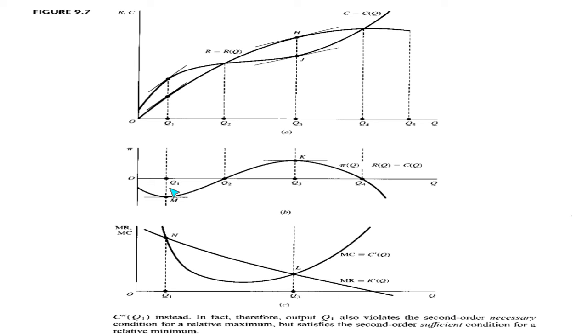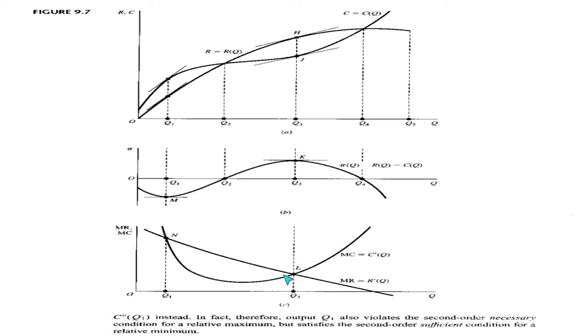At Q1, as you see, the marginal cost function is more negative, marginal revenue is less negative. So the condition that the marginal cost function cuts marginal revenue from below is not fulfilled. But here, at Q3, marginal revenue is still negative, but marginal cost is positive, and marginal revenue is diminishing and marginal cost is upward sloping. Therefore, the slope of the marginal revenue is negative, the slope of the marginal cost is positive. So the marginal cost cuts marginal revenue from below.